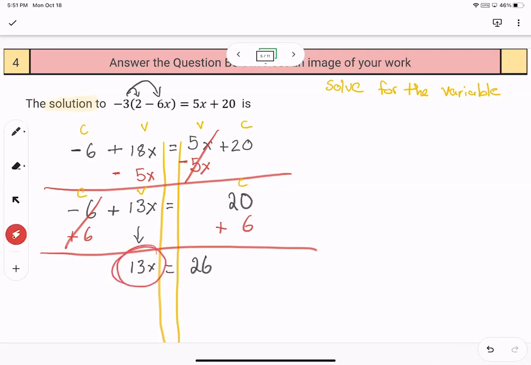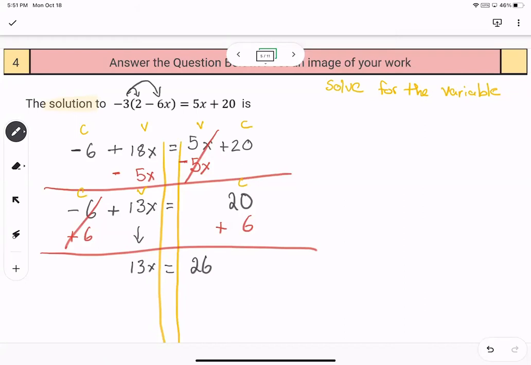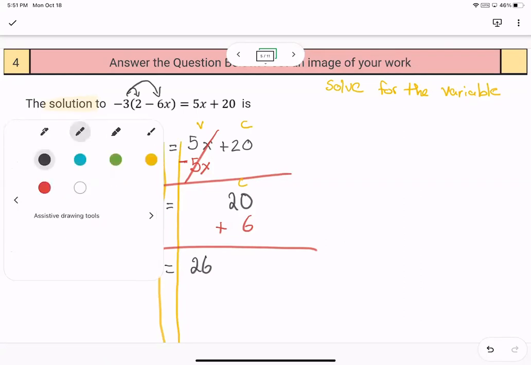Now, did we solve for the variable? Nope, because we still have 13x. We don't have that variable by itself. Now here, we're finished with the adding and the subtracting. All the variable terms are on one side and they're combined. All the constant terms are on the other side and they're combined. So we're going to take a look at this. We have 13 times x is equal to 26. So this is saying 13 times some number is equal to 26. So we're going to do the opposite.